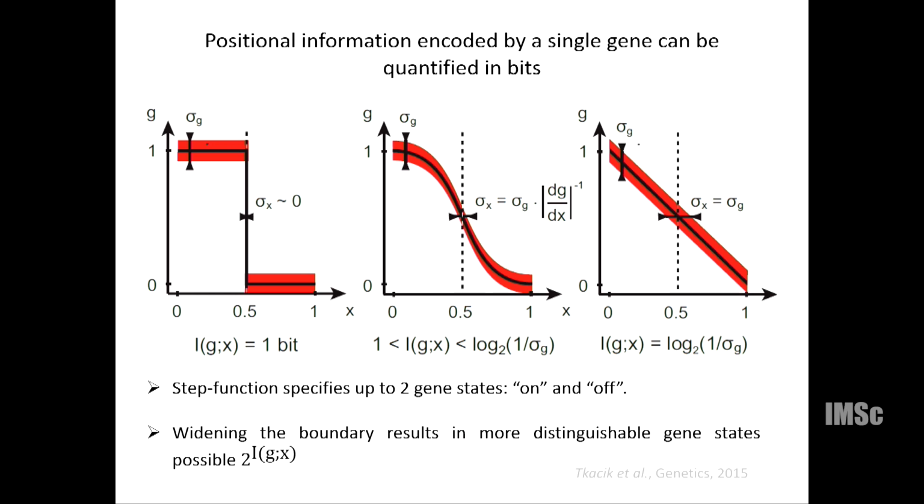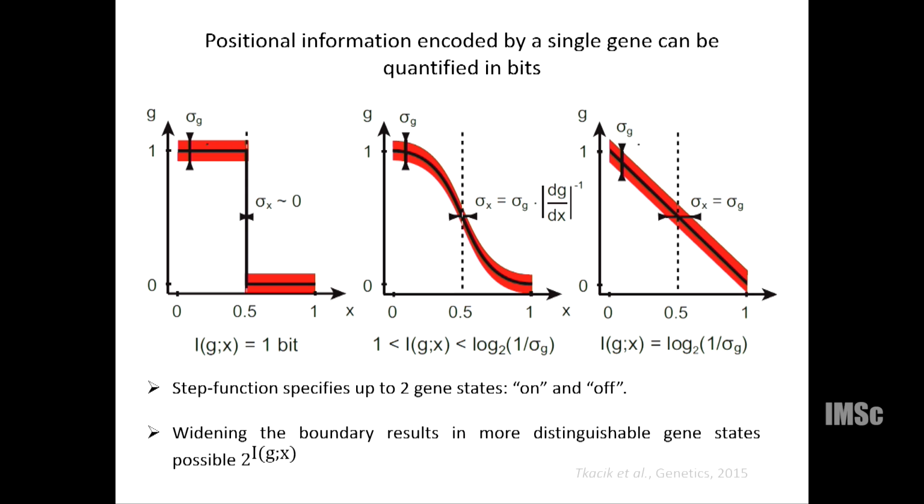The simplest case would be completely flat, no information. But let's say you want the embryo to be able to distinguish left and right, or head and tail. This is achieved by having high gene expression on one side and low at the other, and this is 1 bit of information.